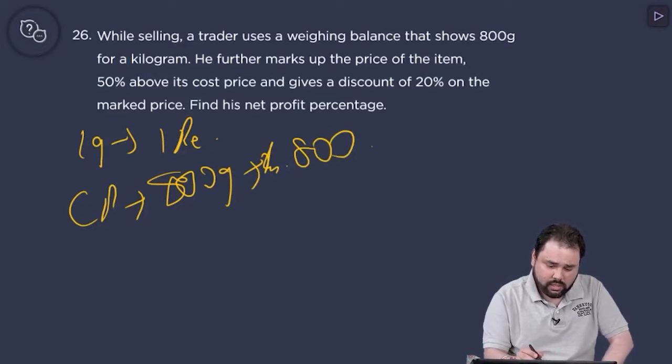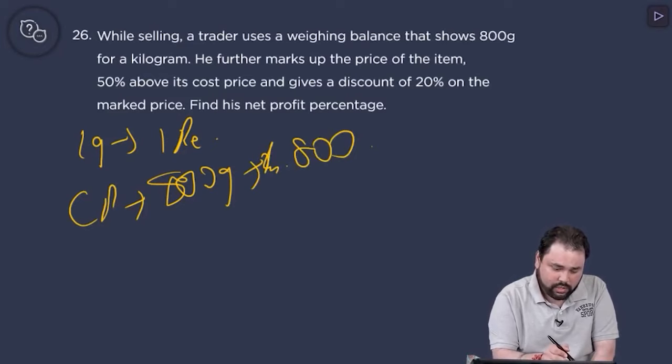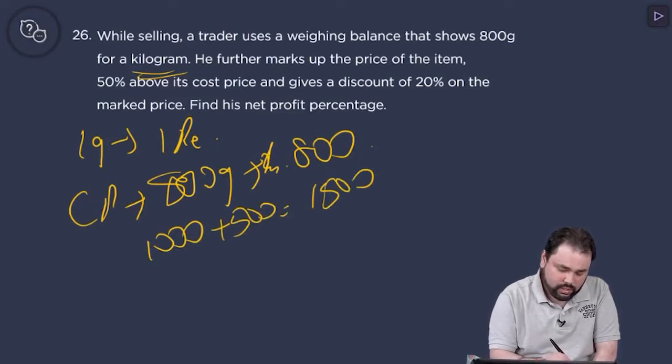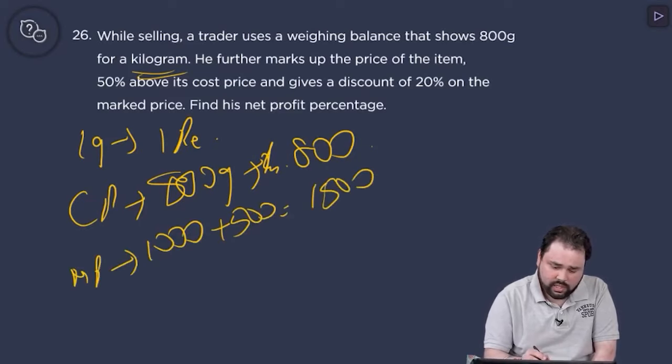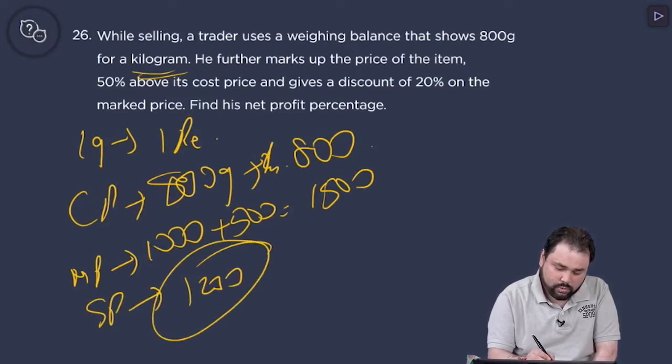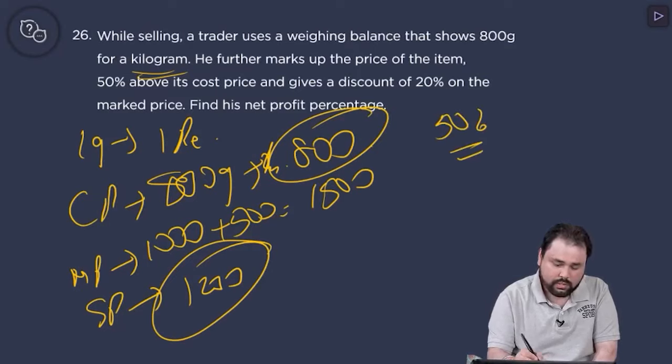But what does he say? He tells you that he is selling for a kilogram, so that means 1000 rupees, and then he marks up by 50%, which means 500. So 1500 is his mark price. He gives 20% discount. 20% of 1500 is 300. So selling price is 1500 minus 300, which is 1200. Selling price is 1200, cost price is 800, profit percentage is 50%.